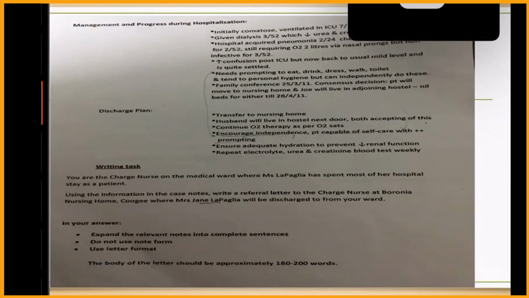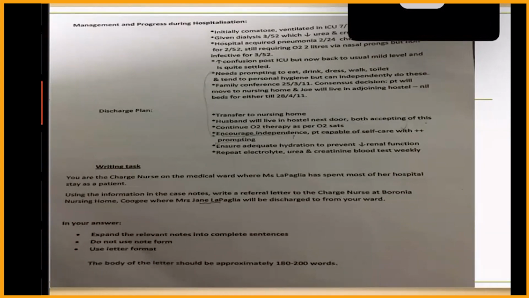You are the charge nurse on the medical ward. Samantha? It's okay. Let Sonia begin and then you can take over. Writing task. You are the charge nurse on the medical ward where Miss La Pagila has spent most of her hospital stay as a patient. Using the information in the case note, write a referral letter to the charge nurse at Boronia Nursing Home, Kugi, where Miss La Pagila will be discharged to.